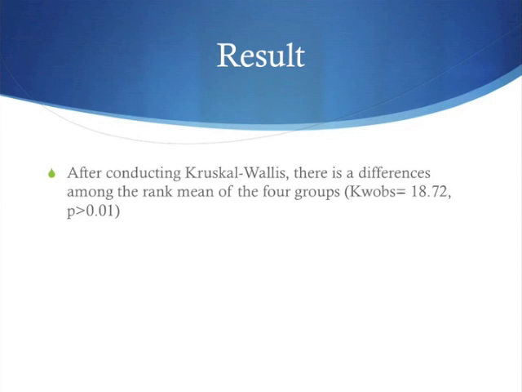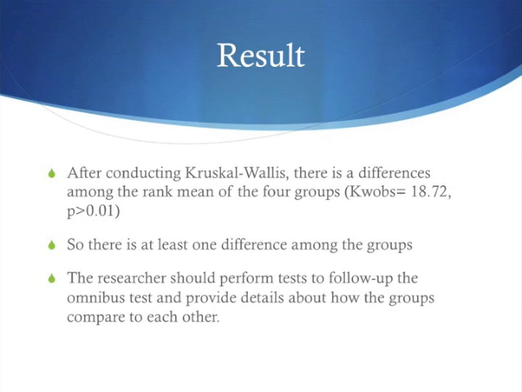So after conducting the Kruskal-Wallis test, here is our result. We find there is a significant difference among the rank means of the 4 groups. So it's highly significant. So there is at least 1 difference among those groups, and we need to do a follow-up MPOS test to provide more details about how those groups compare to each other.